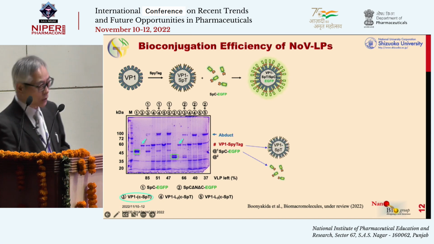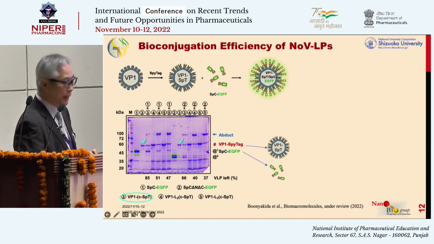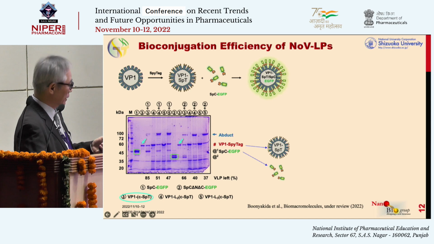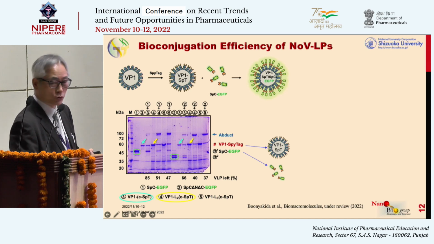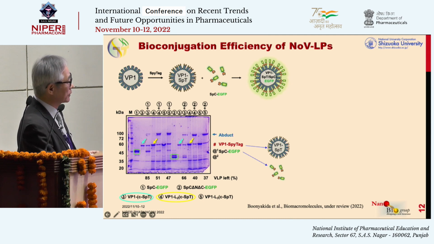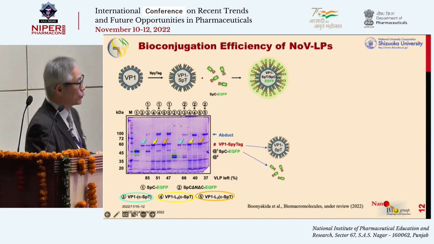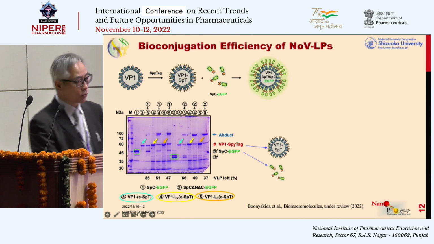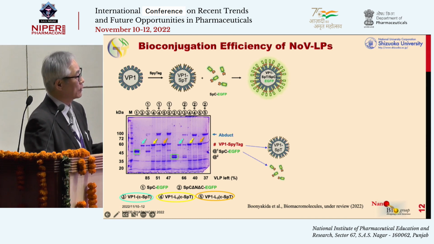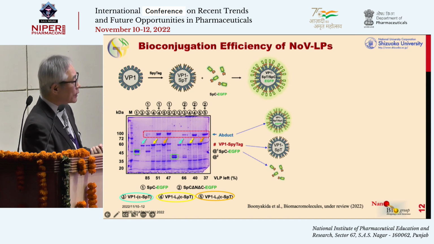Next, we expressed VLP in silkworm also. Here, lane 3 is the spike tag fused VLP. Lane 4, we added two linkers to the expressed VLP. We added three linkers here. And then we bioconjugated this VLP and this conjugation partner. Finally, we get this protein here.